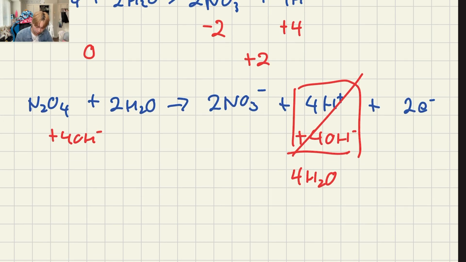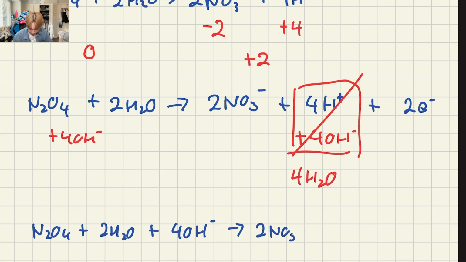Now we can rewrite our equation. N2O4 plus 2H2O plus our 4 OH minus, forming 2 NO3 minus plus 4 H2O and 2 electrons. Finally, we can cancel out our 2 waters on our left side and our waters on our right side. And that is our finished half reaction.